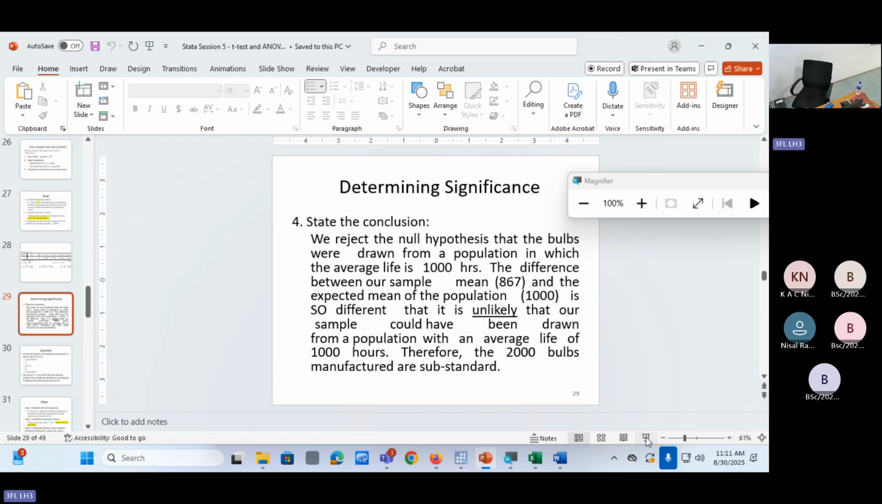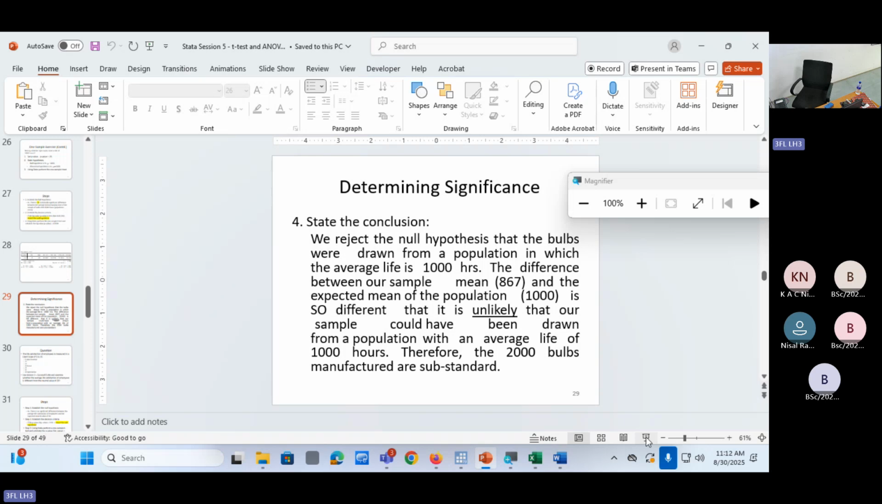Based on the sample, the population burning time cannot be 1000. It is well below that. That leads us to reject the entire lot of bulbs, the 2000 bulbs. So that's what I had given here.